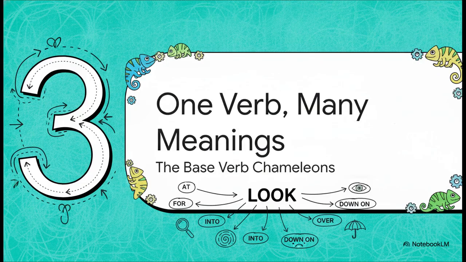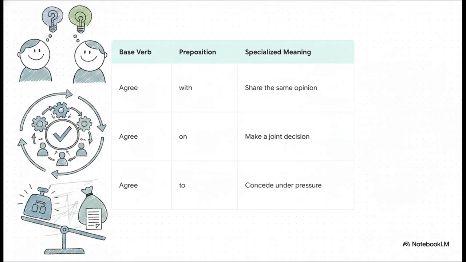Now, what's really interesting about this next part is Section 3, one verb, many meanings. It's kind of wild how swapping just one tiny word, the preposition, can entirely change the trajectory of your sentence. Take the simple base verb agree. It acts like a total linguistic chameleon.